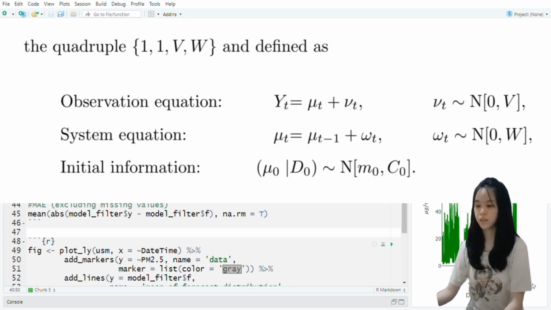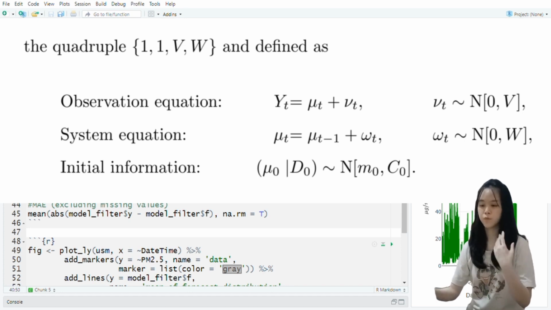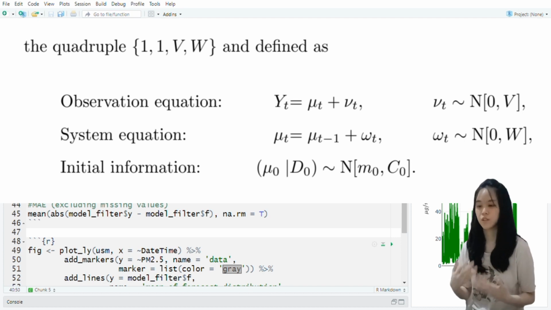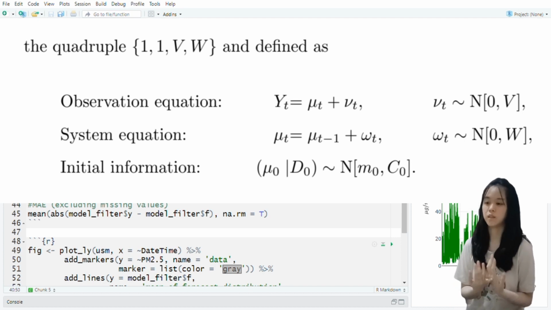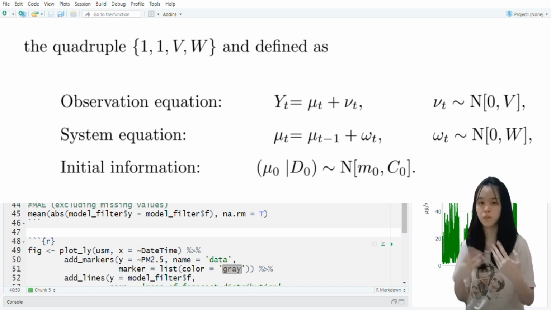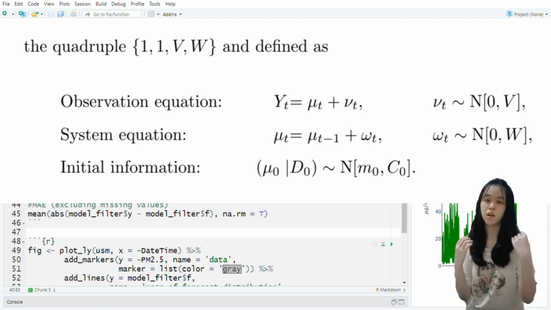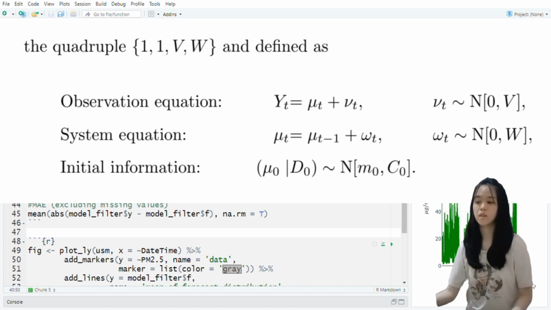Okay, and the initial information here is for getting the iteration going. So we are using Bayesian forecasting, right? And in Bayesian forecasting, we need a prior and posterior, and then that posterior would be used to update our prior and so on. So to get the first one going, we need our initial.